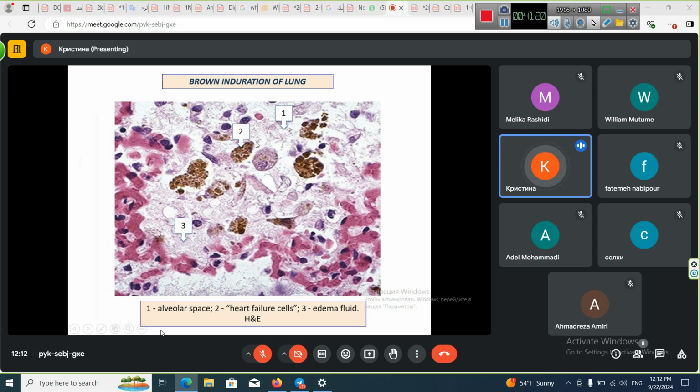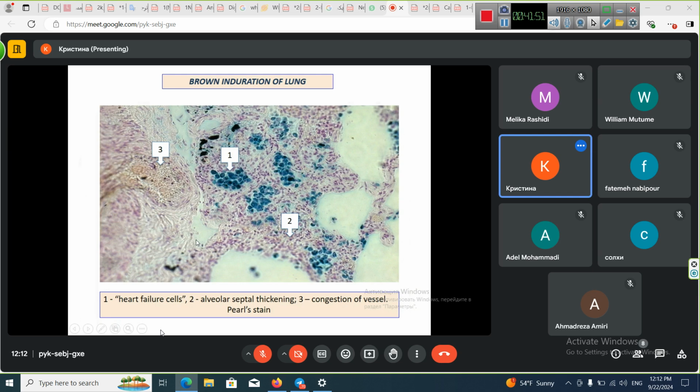And number 2 for heart failure cells with brown granules of hemosiderin. Number 3, edema fluid. So all the space here between the cells is filled with the fluid. This fluid is actually the blood plasma, which during the hemorrhage came from the blood capillaries, which are in the wall, to the inner space of the alveolus. In this picture, we see the Pearl's stain.